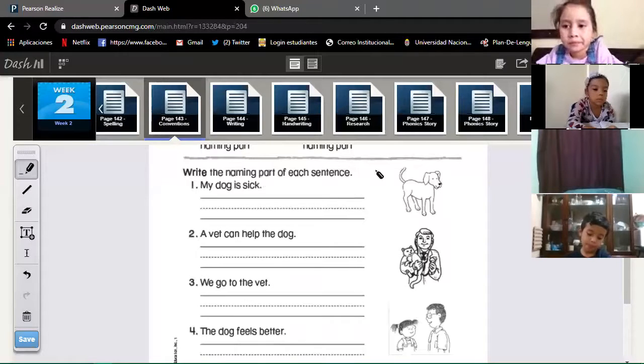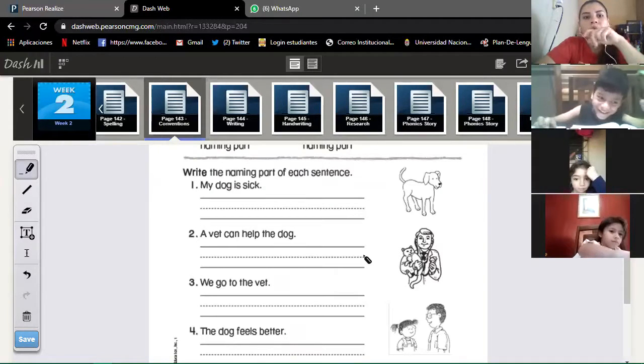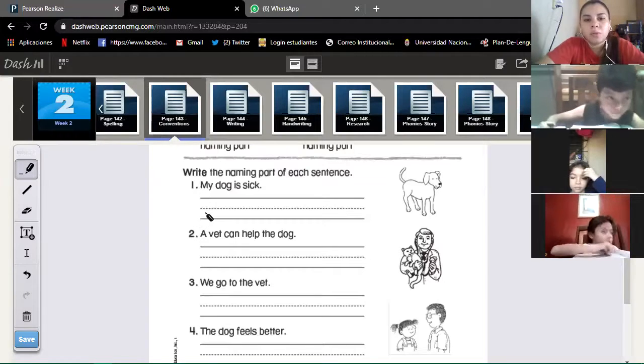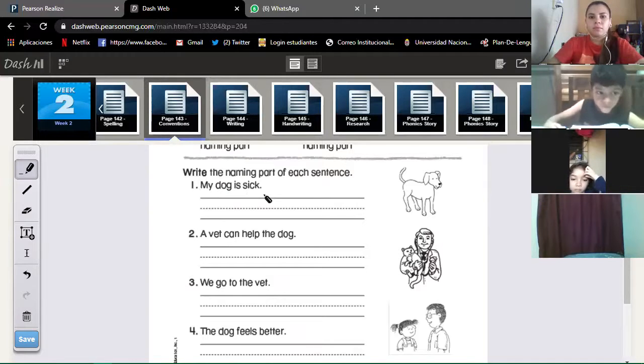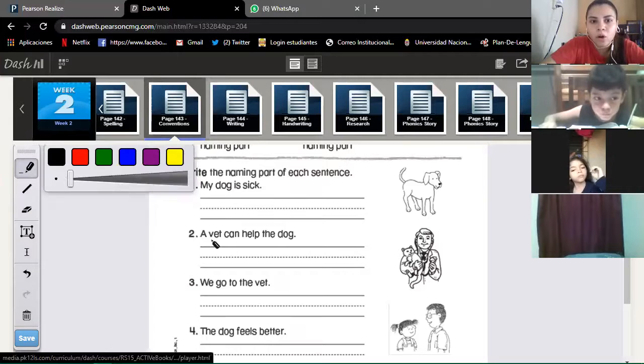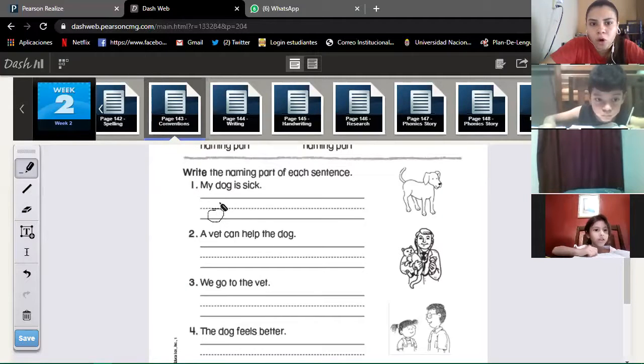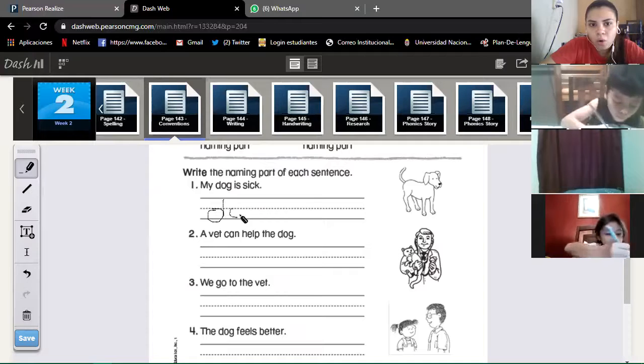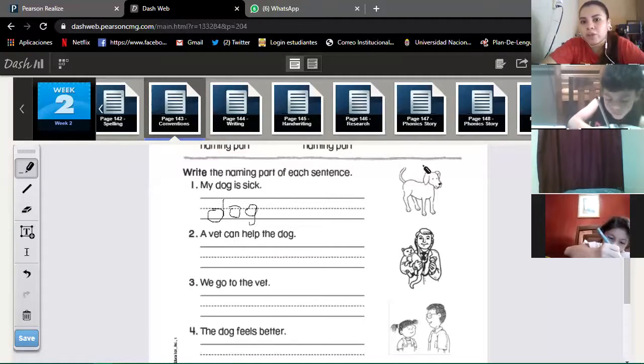Yes. Okay. The sentence number 1 says, my dog is sick. And who is the subject in the sentence? About who? The dog. Excellent. So in the line, we are going to write the word dog. D-O-G. Because we talk about the dog. And we have the image of that dog, because dog is an animal.